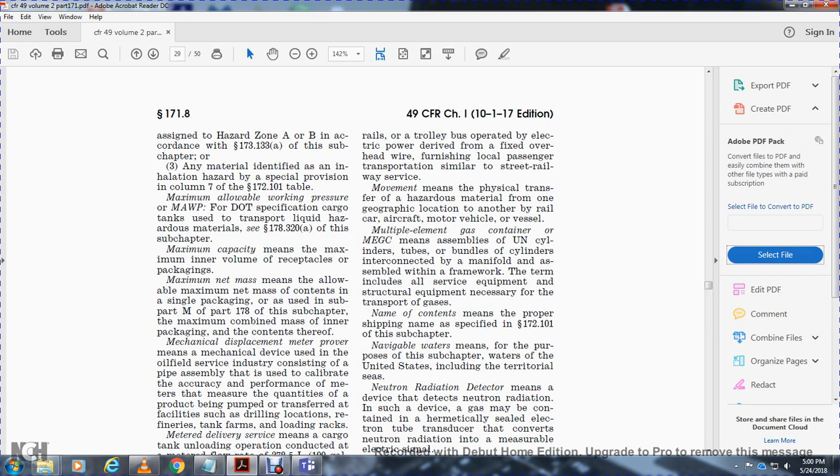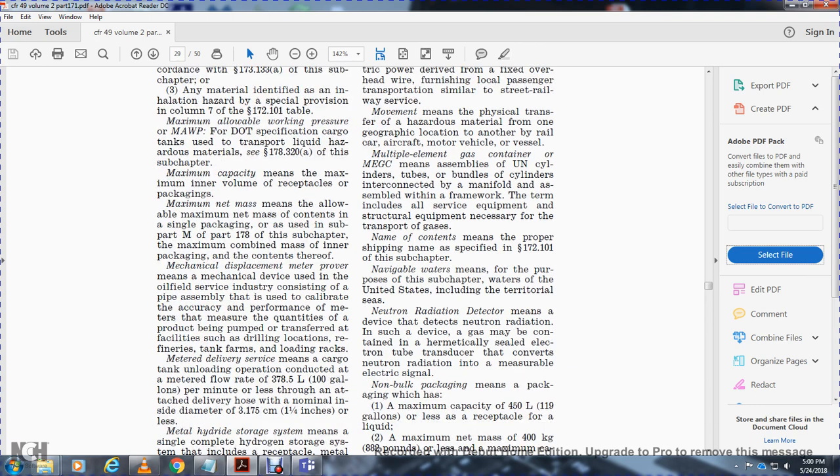Meter prover means a mechanical device used in the oil field service industry, considering the pipe and some of the issues, to calibrate the accuracy and performance of the meter for measuring the quantity of the product that is being pumped and transferred at facilities such as drilling locations, refinery tank farms, and loading racks.